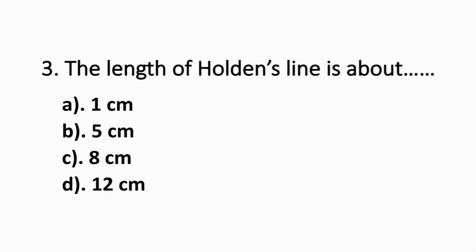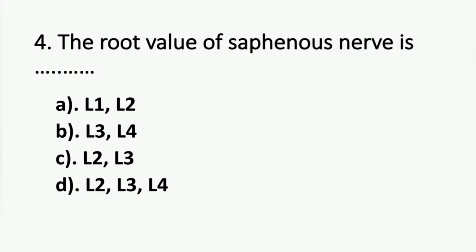Question number 3. The length of Holden's line is about: option A, 1 cm; option B, 5 cm; option C, 8 cm; option D, 12 cm. The answer is option C, 8 cm.